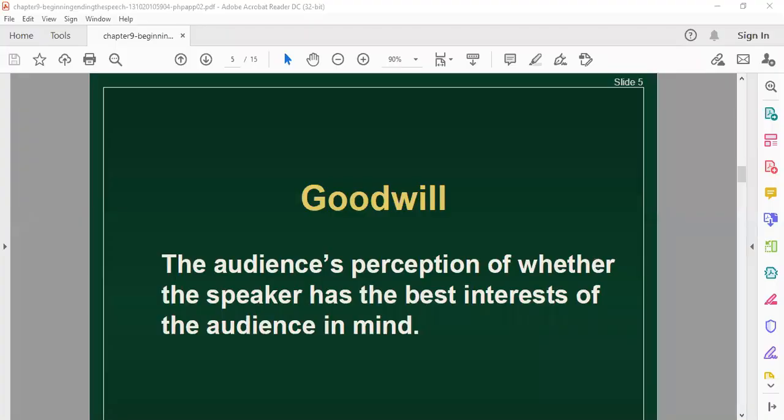The other thing we were trying to talk about was goodwill. It is the audience's perception of whether the speaker has the best interests of the audience in mind. It's an important element that the audience might have, that the speaker has something for them. It's a very common phrase: what's in it for me? What do I get from this? So this is the goodwill thing.